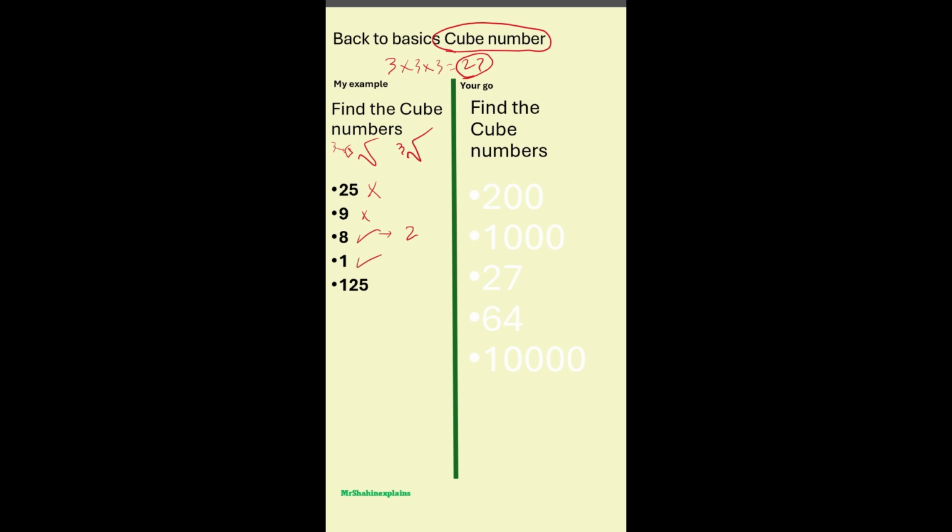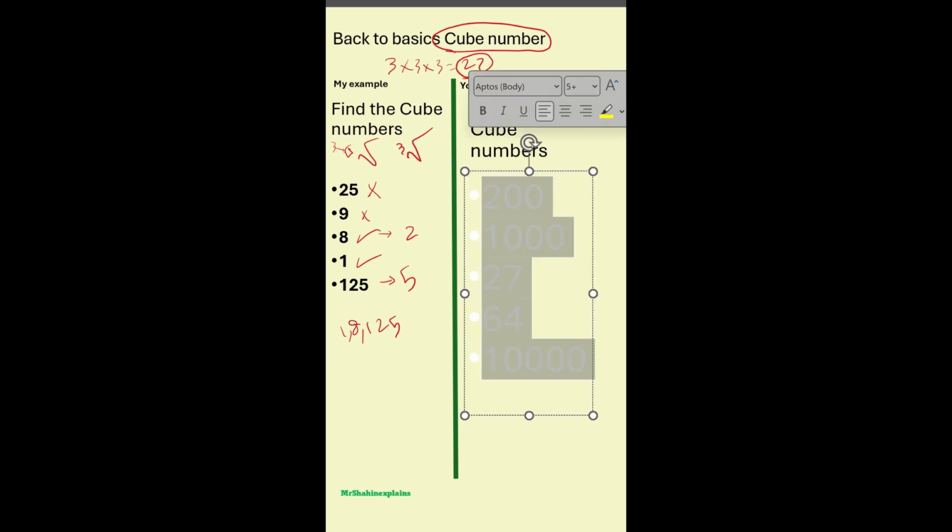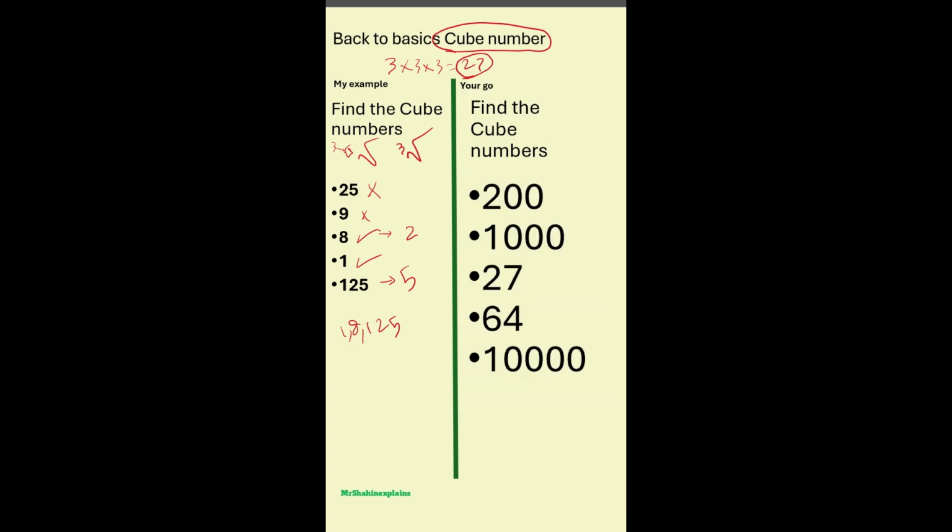1 is a cube number because if you multiply 1 by itself 3 times, or any number of times really, you will get 1. 125, yes, this is a cube number because if you take the cube root of that, you will get 5. So the cube numbers here are 8, 1, and 125. Now, hopefully that's easy enough. Now, I want you to pause the video and give this question a try, and we'll go through the solution in the next video.